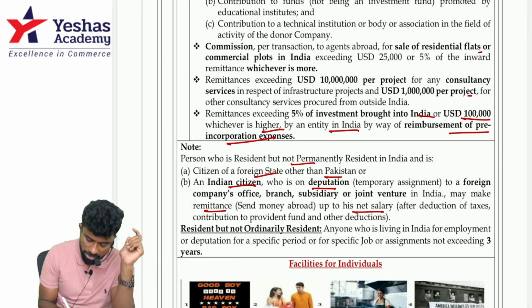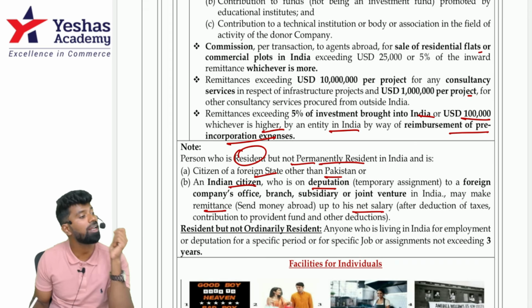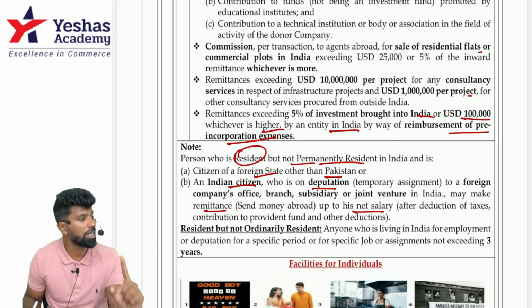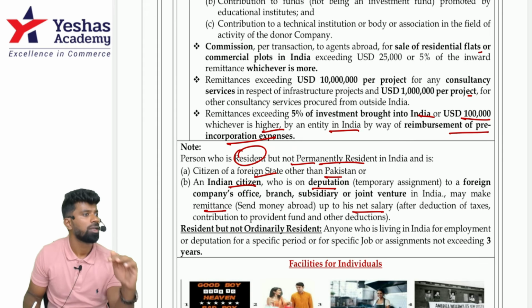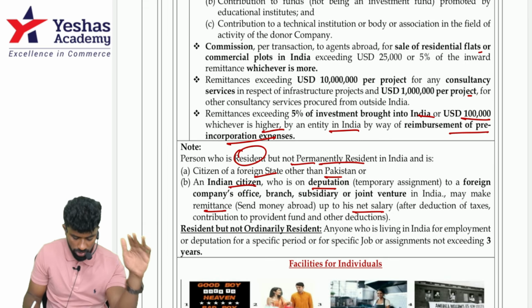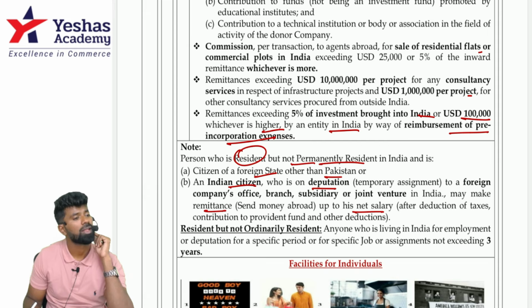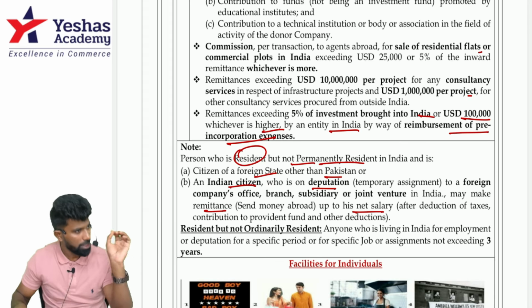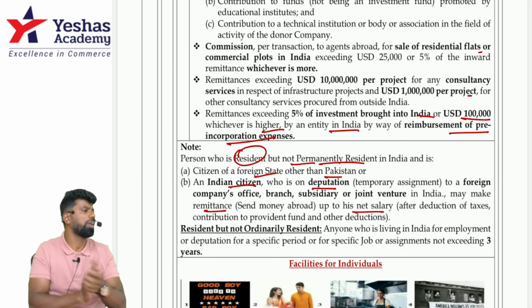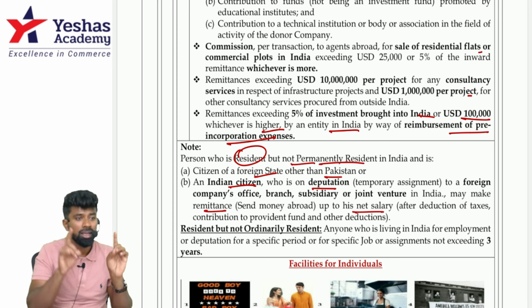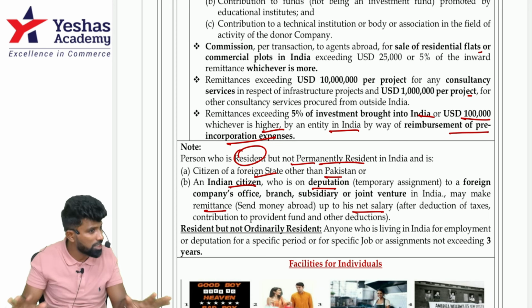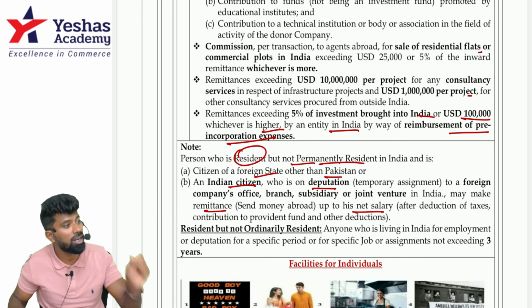That is, a person who is resident but not permanently can remit his earnings outside India up to his net salary. With approval or without approval? Without approval. I repeat, any person resident in India but not permanently resident in India can remit his salary without any restriction? Yes. Up to what salary? Net salary.